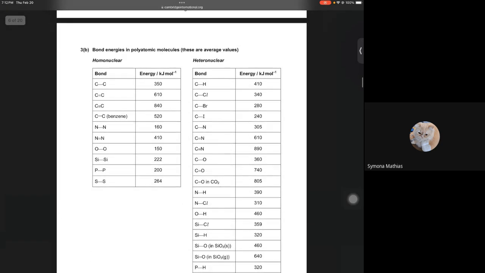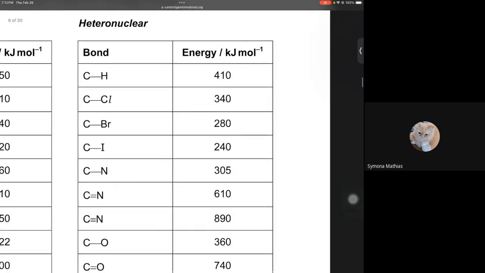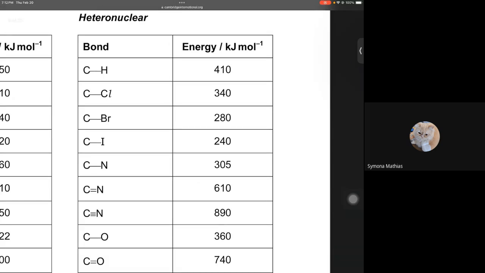So see this: carbon and chlorine. Then you can see carbon and bromine. Then you can see carbon and iodine. These are the bond energies, right? So you can see that the bond energy of carbon and iodine is lower.